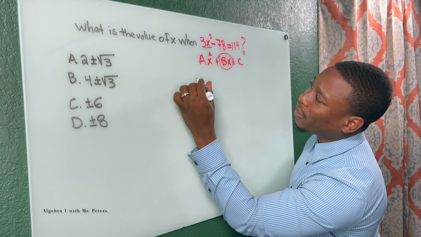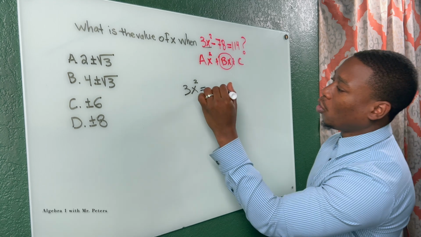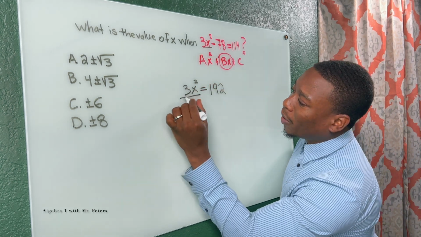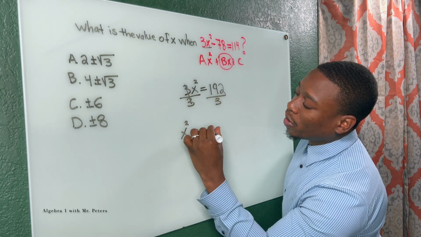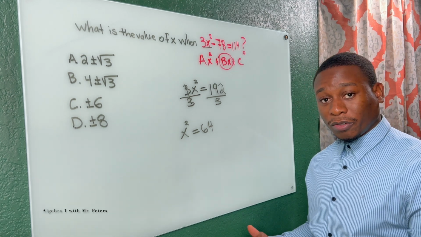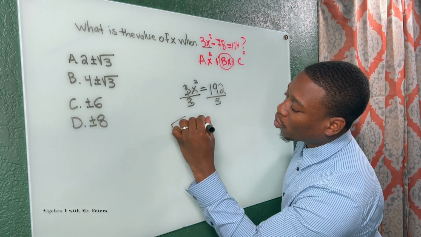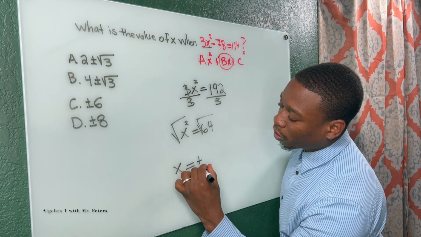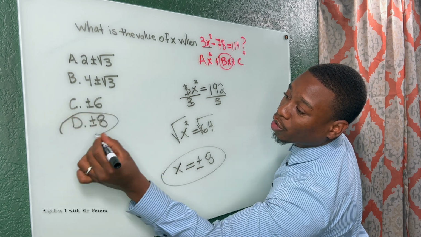So after I add 78 on both sides, right? We have 3x squared is equal to 192, right? X squared is still not by itself, so let's divide by 3. X squared is equal to 64, right? We know that we have to get rid of that exponent to truly figure out what our x is. So I take the square root of this side, take the square root of that side. Now I know x is equal to what? The square root of 64, which is plus or minus 8, and that's our answer choice D.